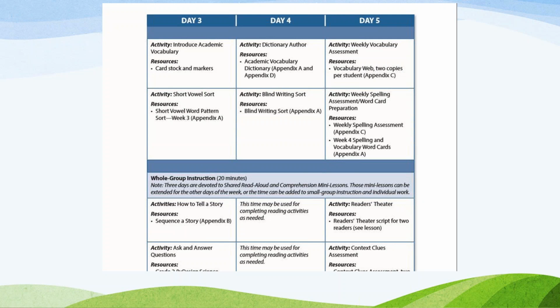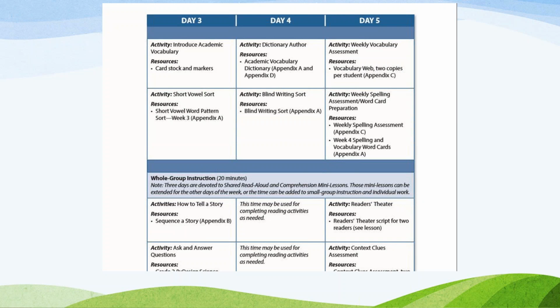This is what would be on the facing page of what we were just looking at. So as you move across from one page to the second page on the open spread of the book, here you would also see day 3, day 4, and day 5. Again, this is the word study, spelling, and the whole group instruction for reading, moving across the page. And again, each day has the activity and resources listed. If you look down at day 4, toward the bottom of that column, you'll see that there's a note, this time may be used for completing reading activities as needed.